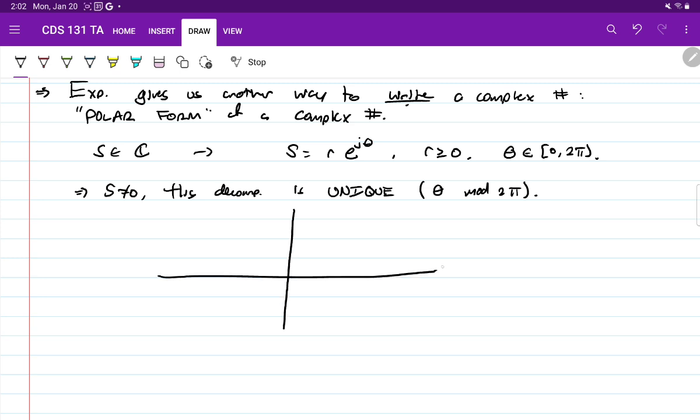So if we plot out the complex plane, where we have the real part and the imaginary part over here, then a complex number s can be represented as a vector of length r with angle theta from the real axis. This is effectively what the polar form is saying. We can imagine having polar coordinates for all of our non-zero complex numbers.